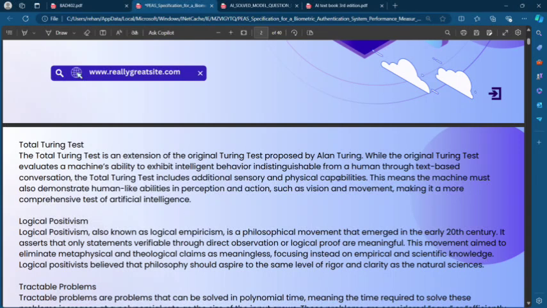So total Turing test is nothing but what they will do here. It will just include additional sensor and physical capabilities. This means the machine must also demonstrate human-like abilities. For example, robotic arms in some industries where all the labor work is done by humans, I mean, sorry, robots. So it should not only exhibit human intelligence, but it should also demonstrate human-like abilities in perception and action. In perception means perceiving from the environment, gaining knowledge from the environment. In action means after understanding everything, what action it does.